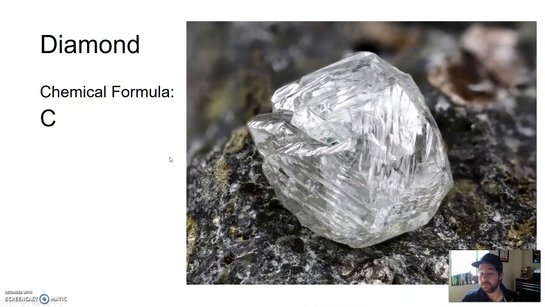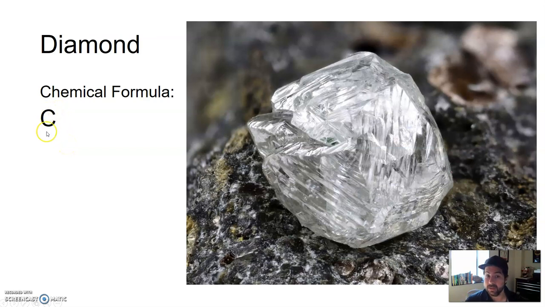And then something like diamond. Diamond is a mineral. It's natural. It's inorganic. It's a solid. Has a set crystalline structure at the atomic level, and it has a set chemical formula. It's just C. That's it. It's just carbon.